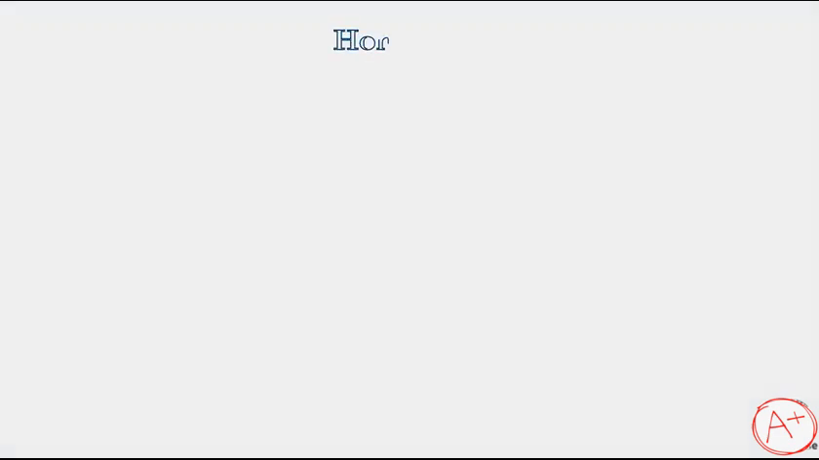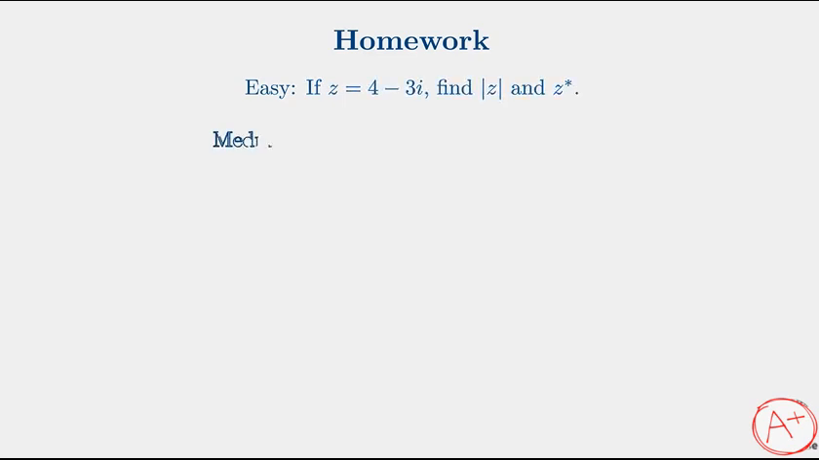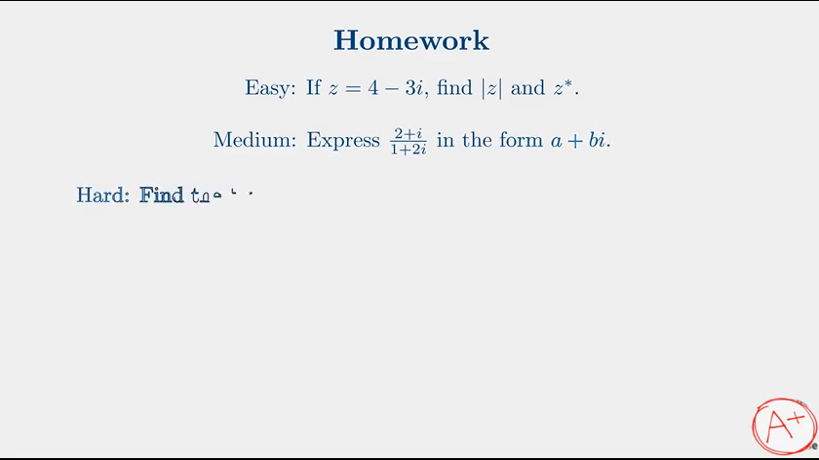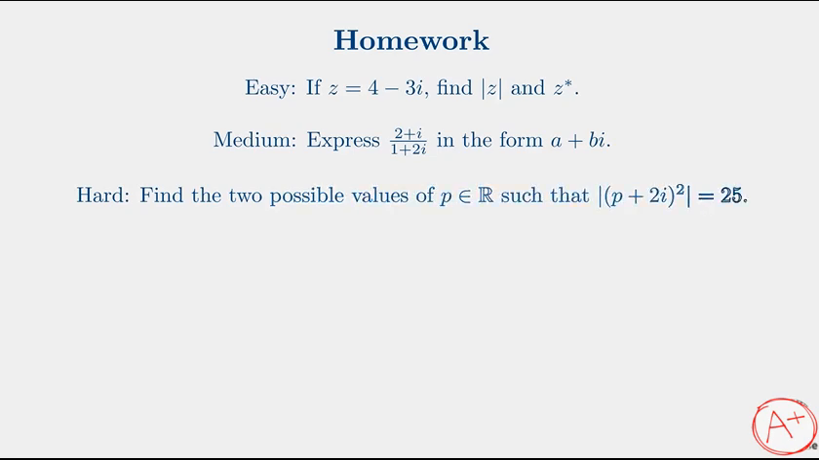Now it is your turn to practice. Please pause the video and attempt these 3 questions. Easy. If z equals 4 minus 3i, find the modulus and the complex conjugate. Medium. Express 2 plus i divided by 1 plus 2i in the form a plus bi. Hard. Find the 2 possible values of the real constant p, such that the modulus of p plus 2i squared is equal to 25. Take a moment to solve these before we move on to the solutions.